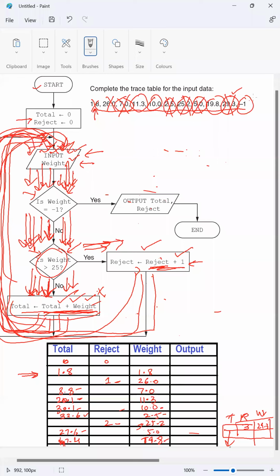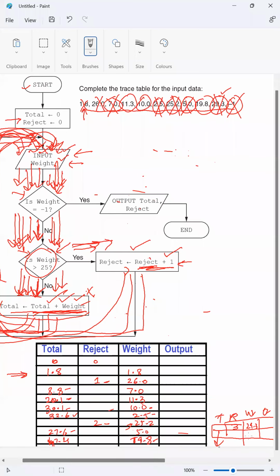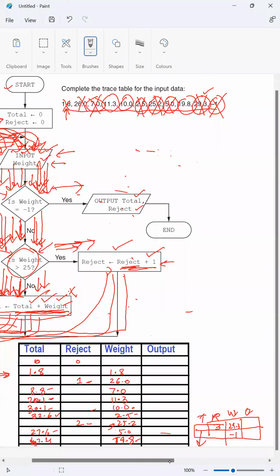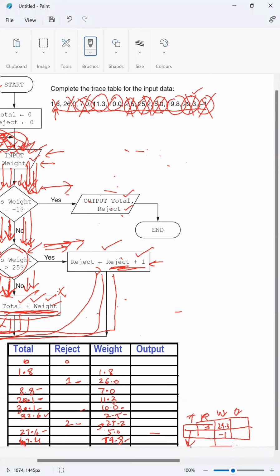The next value of weight is -1, right? So I am going to write -1 here. And after that, we're going to come down and check, is weight equals to -1? The answer is yes. If the answer is yes, what are we going to do? We have to output the value of total and reject. Okay, now let's suppose we do not have another row given in our table. Then it doesn't matter. We can write our output here.